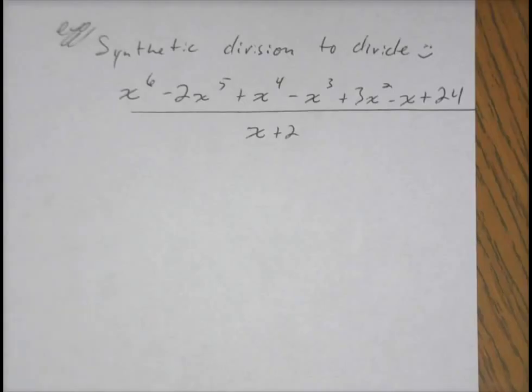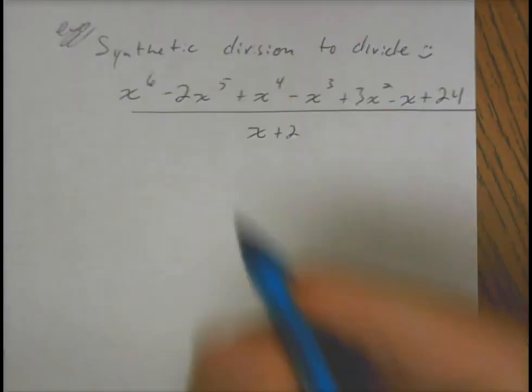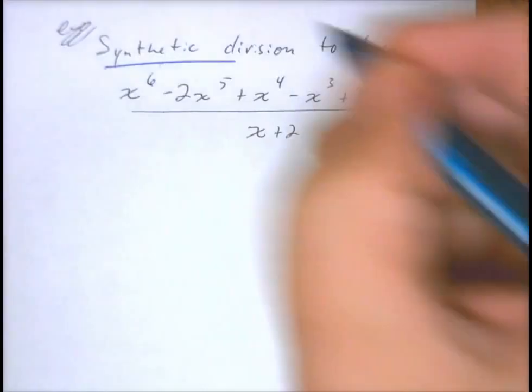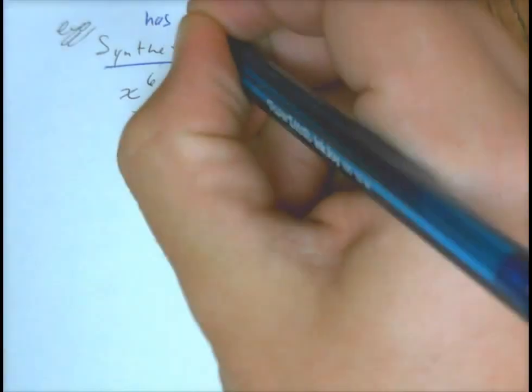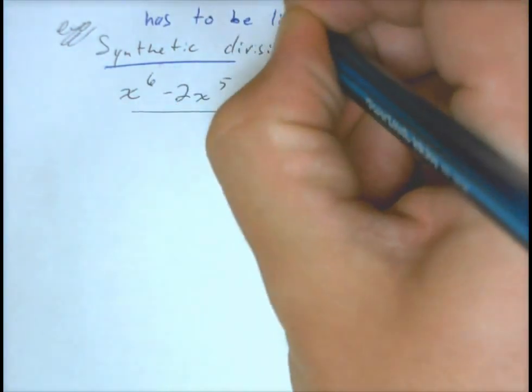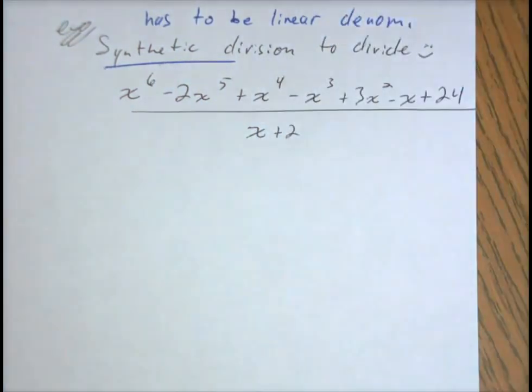Cool. All right, and the other type of division that I was talking about was called synthetic division. I love synthetic division, but notice on the bottom here, we are dividing by a linear function. With synthetic division, it has to be linear on the bottom. It has to be a linear denominator.